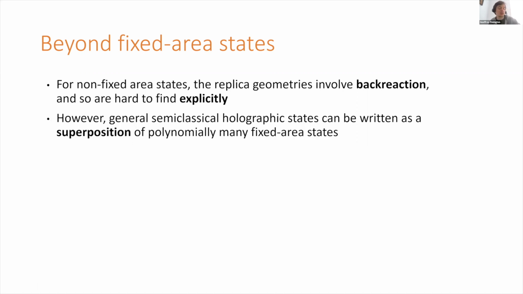So again, we resort to using a trick. And that trick is that if we have a general semi-classical holographic state, then we can write it as a superposition over fixed area states, just like we can write an arbitrary state of a particle as a superposition over states where the particle has fixed position. And in fact, if we only want the fixed area states to be fixed to some polynomial precision in G Newton, then the number of states in the superposition is also polynomial in G Newton.